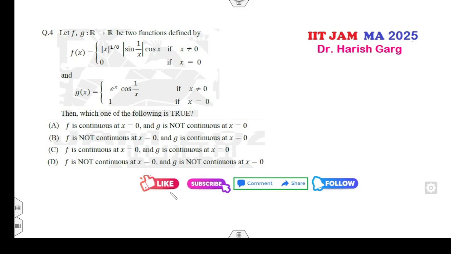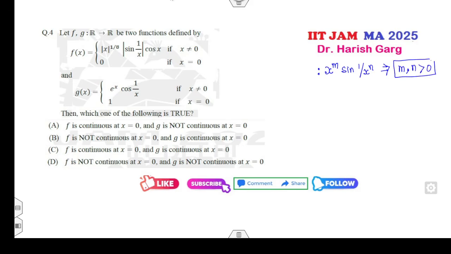Chaliye, let's start with the first question. Okay, now you can see it's a cos and sine. Fine. So your trick is whenever you have this function, it is said to be continuous when m and n both are greater than 0.